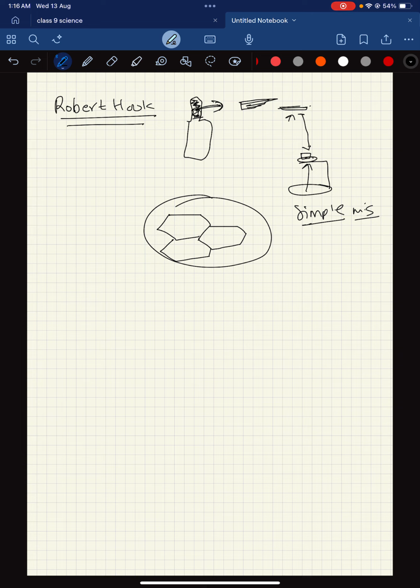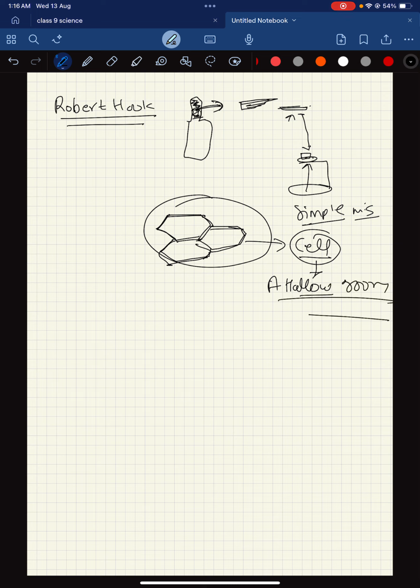in all part, that is look like a small hollow room. So in Latin they called cell. Cell is a Latin word. It means a hollow room or hollow space. That time Robert Hooke first discovered a cell. Actually it is a dead cell.